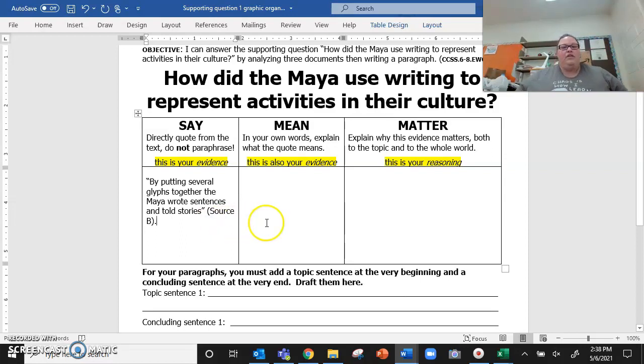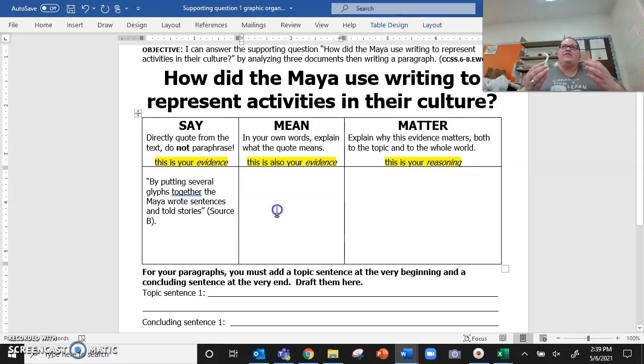Okay? From here, we're going over to the mean box. Now here's where you explain what it means. Please do not fall into the problem that one of my other classes did, and they wrote, by putting several glyphs together, the Maya wrote sentences and told stories, source B. This means when you put several glyphs together, you make sentences and tell stories. That doesn't say anything. That's just the same thing over and over again. Nobody wants to read that essay. That sounds terrible. Instead, we're going to talk about what it really, really means.